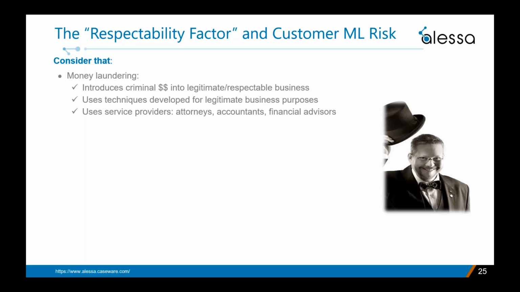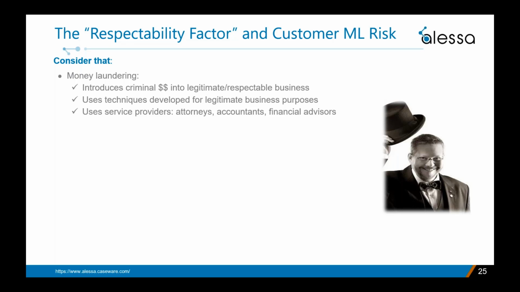Before we get into another case study, I'd like to offer you some food for thought. And full transparency here, these comments I'm about to make are entirely my own opinion, based on nearly 20 years in anti-money laundering with a financial institution that served only business clients. I'd like to share with you something I call the respectability factor and what it means for customer money laundering risk. So it's been well established that money laundering commonly involves getting proceeds from illegal activity into a legitimate, respectable business in order to make it appear normal and legal.